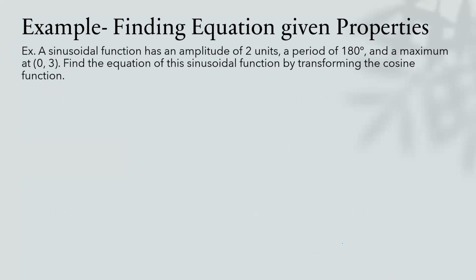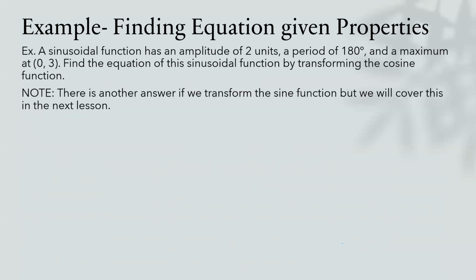We're told that we have a sinusoidal function that has an amplitude of 2 units, a period of 180 degrees, and a maximum at 0 degrees and 3. Find the equation of the sinusoidal function by transforming the cosine function. So what do we do in this case? Okay, let's go step by step. We know that the amplitude is 2 units. Before we even start, there are multiple ways that we can find the answer, but I'm going to focus our attention on transforming the cosine function, and there's a reason for this.